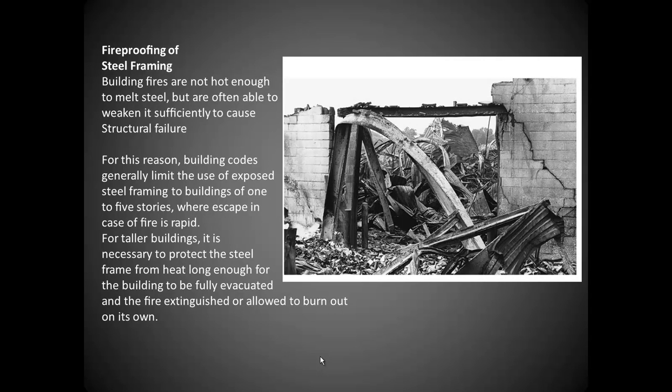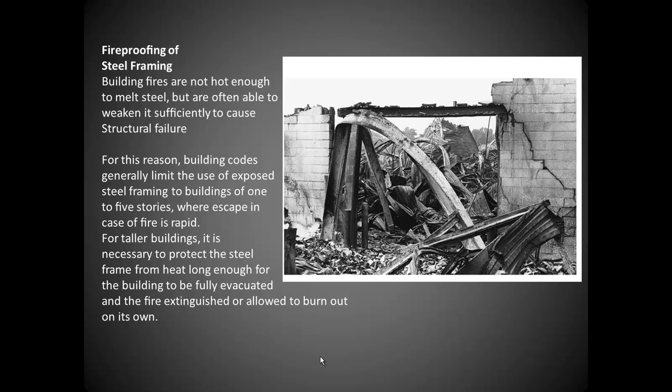Fireproofing of steel framing. We generally don't think too much about fireproofing steel framing, but building fires are not hot enough to melt steel, but are often able to weaken it sufficiently to cause structural failure. I think the biggest example we can point out is the World Trade Center. World Trade Center had fireproofing on the beams and columns, but it was in the process of having it removed and replaced when the planes crashed into it because it had contained asbestos, so they were in the process of changing it out. So some of the steel was exposed. Whether that had a significant impact on the collapse of the buildings, I don't know.